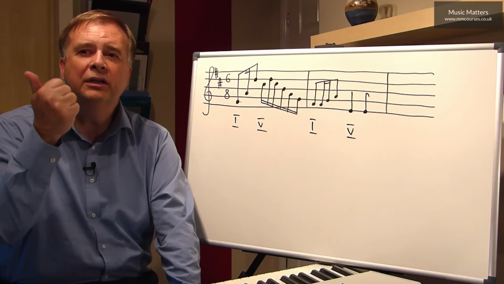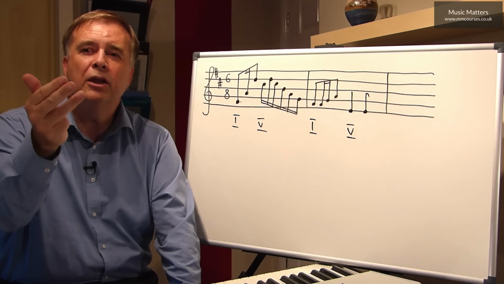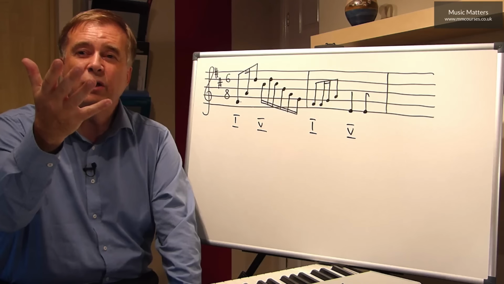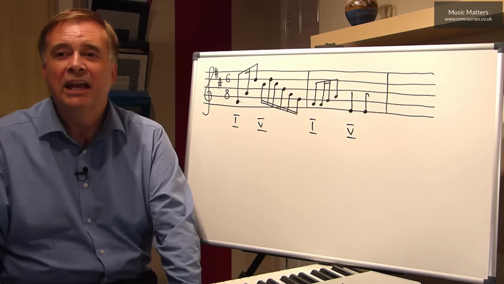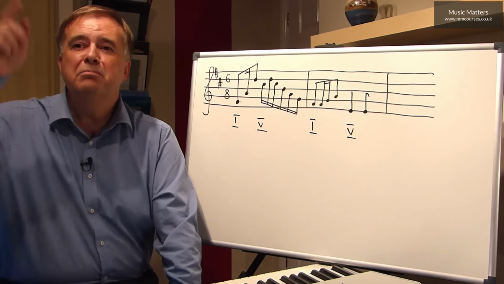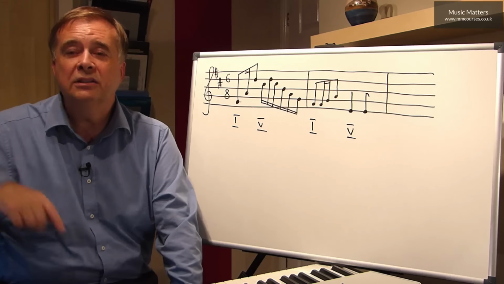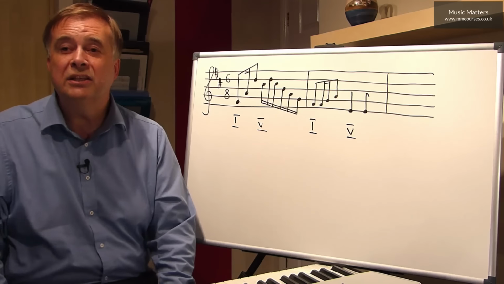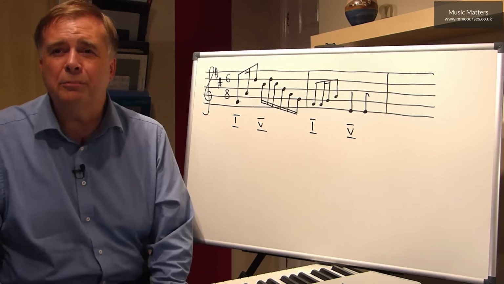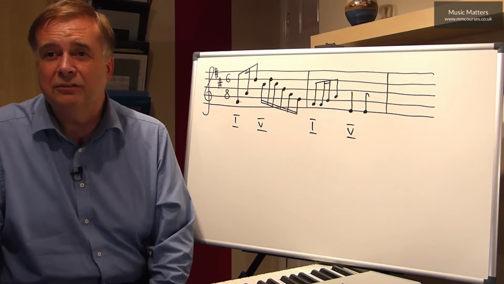Constantinople. Constantinople. That's got 5 syllables. So you can't just write a minim and write Constantinople underneath it. Constantinople is going to need a minimum of 5 notes.